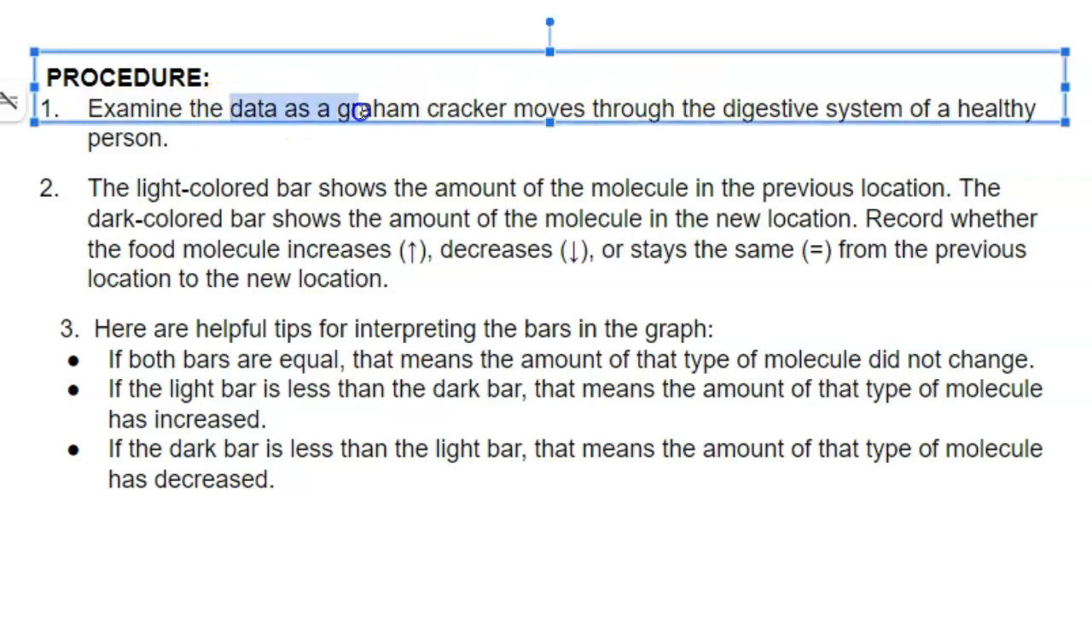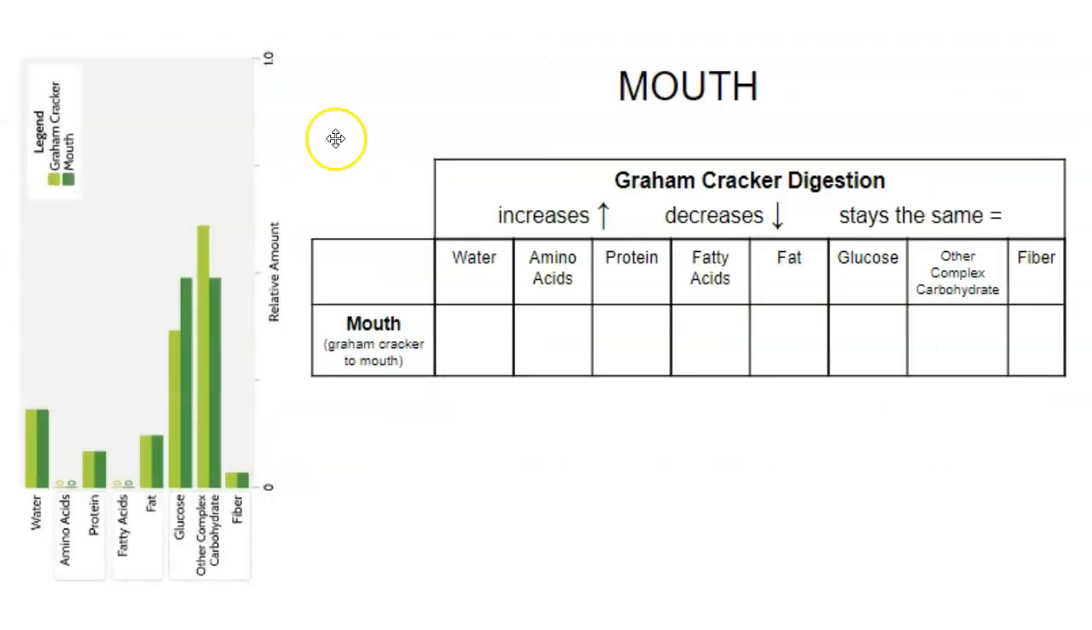So we're going to examine some data on the next couple of slides. And the light colored bars show the amount of the molecule in the previous location. What do I mean about light colored bars? If you take a look here, we've got light green. Okay, so light green talks about where it was before, and the dark green is where it is now. And we're looking at how does it change.